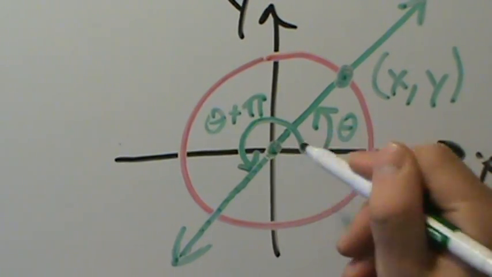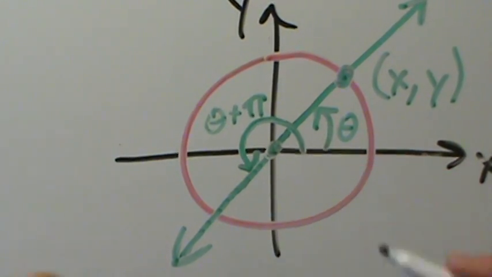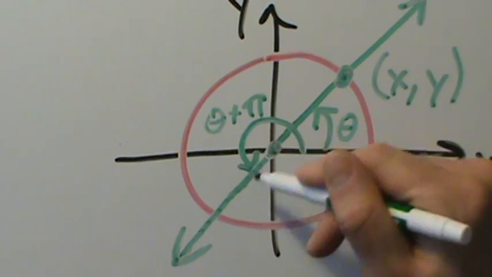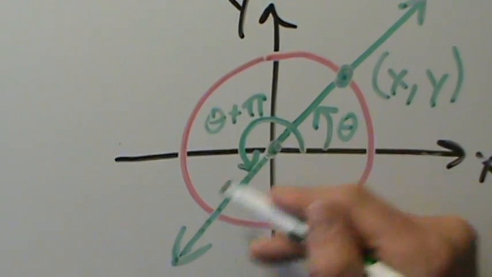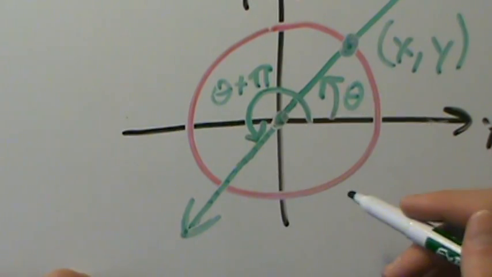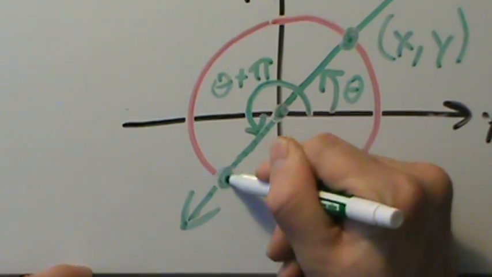So here's the origin. The vertex is at the origin. Both of these are in standard position. So here's theta. Add pi to theta, and we're just going to be at the opposite end of the straight line here. So that's all we have here. Now, what are the coordinates of the point here?